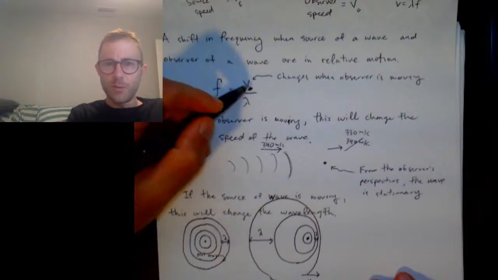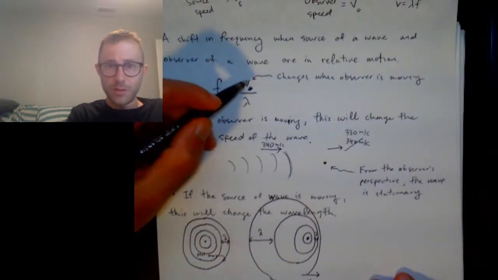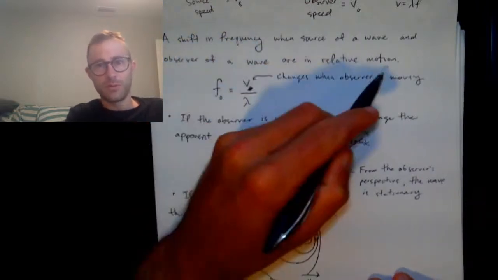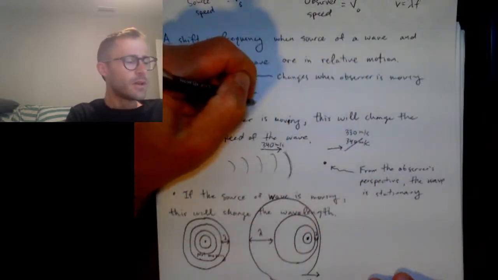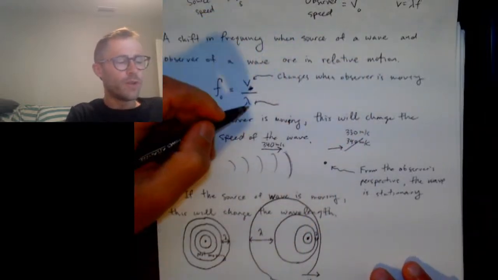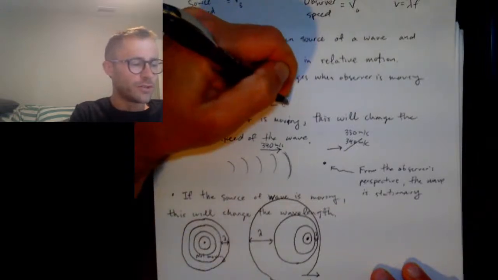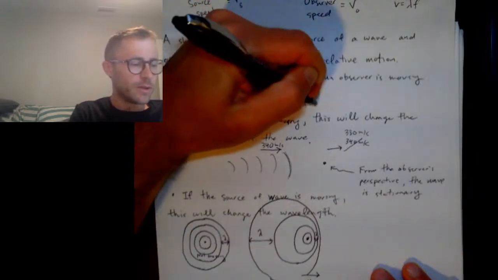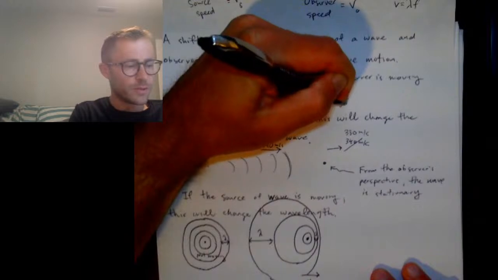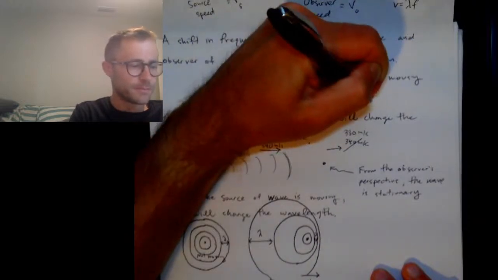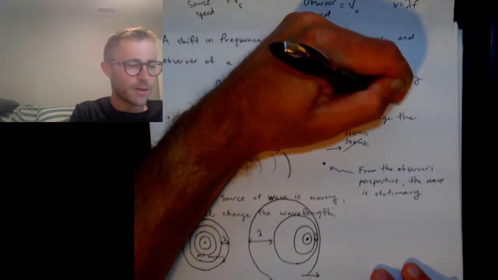So the apparent speed of the wave changes when the observer is moving, and the apparent wavelength of the wave changes when the source is moving. Okay?